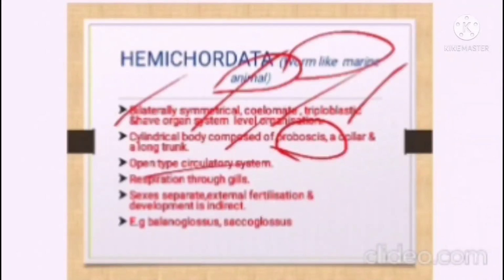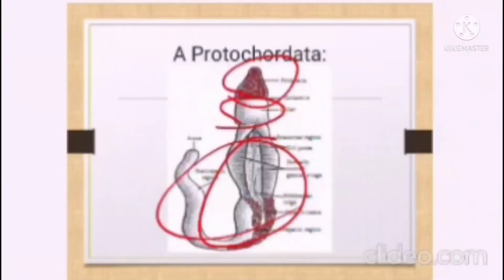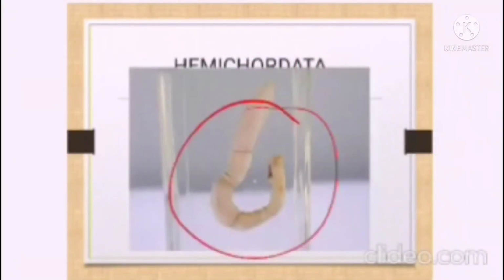Open type of circulatory system. Blood flows into the spaces without any arteries and veins. Respiration, gills are present. Sexes are separate, external fertilization and development is indirect. An example is what? Balanoglossus is an example for Hemichordata.